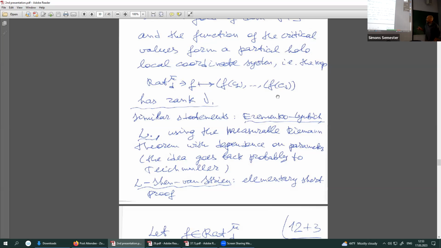all this proof used the measurable Riemann mapping theorem with dependence on parameters. Okay, so something, and the idea, this is just Thurston's algorithm. And it goes back to Teichmüller. So we give an elementary short proof.